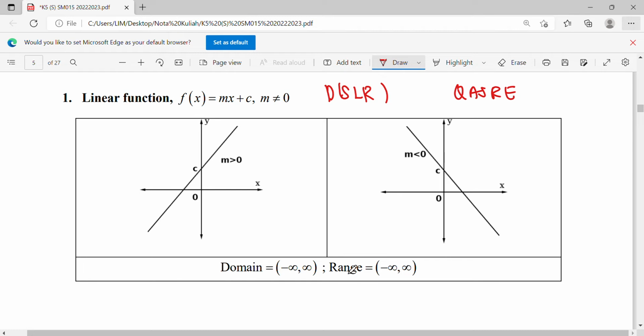For range, we're going to see y. Y maksudnya kita tengok atas bawah. Domain kita tengok x, tengok kiri kanan. Tengok bahagian kiri adakah? Bahagian kanan adakah? Di atas bawah pun ada. So negative infinity to infinity.